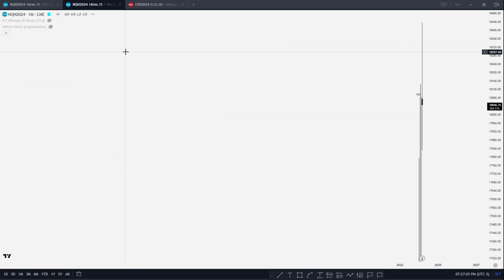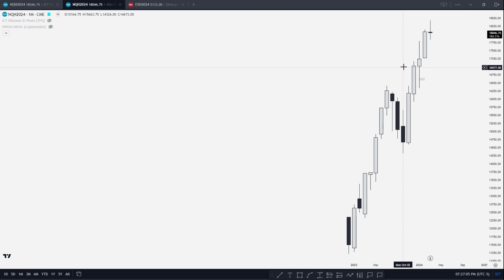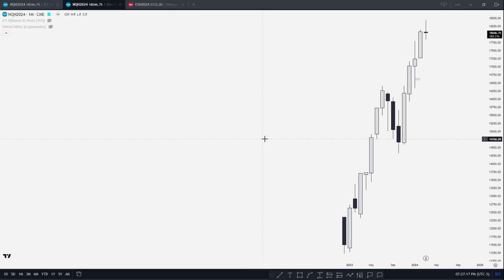Got a monthly BISI right in here. Up to 20, up to 40, 60. Got that monthly buy side. I'm liking that too.